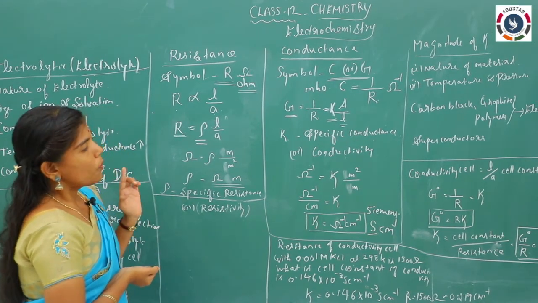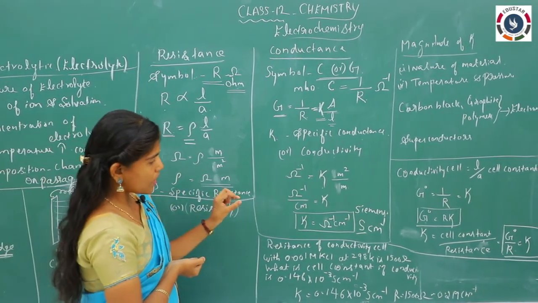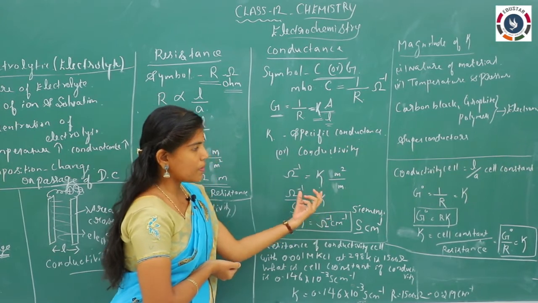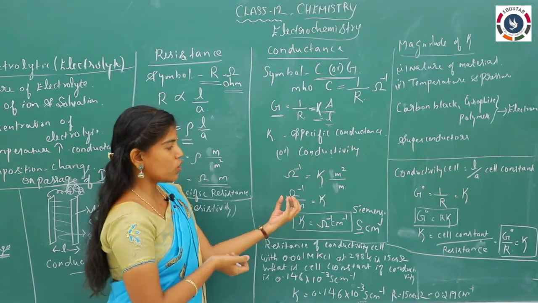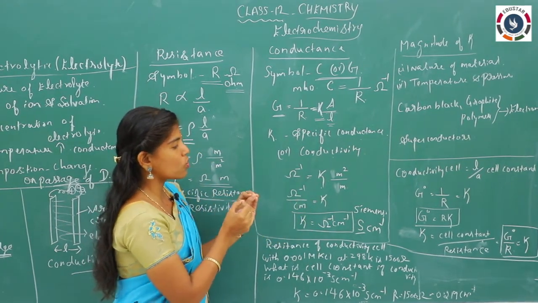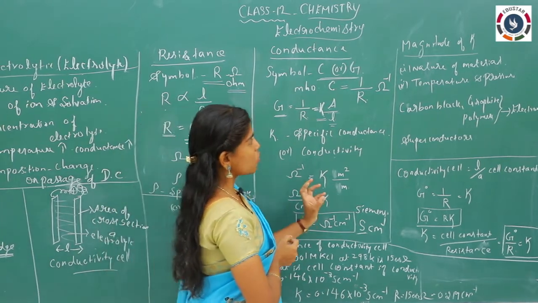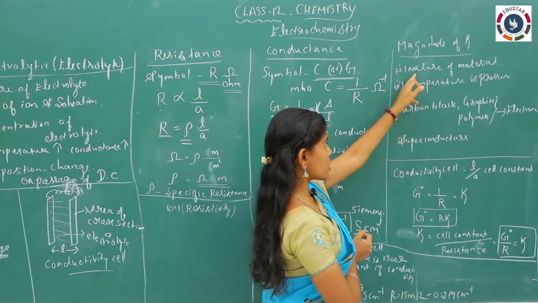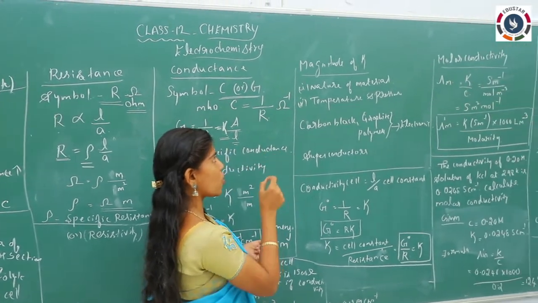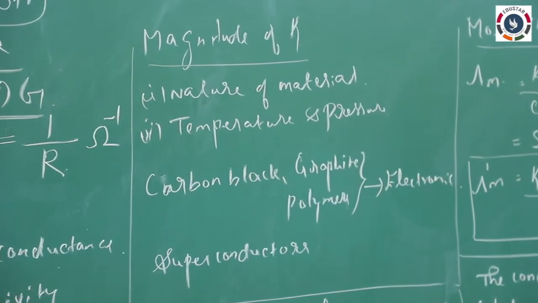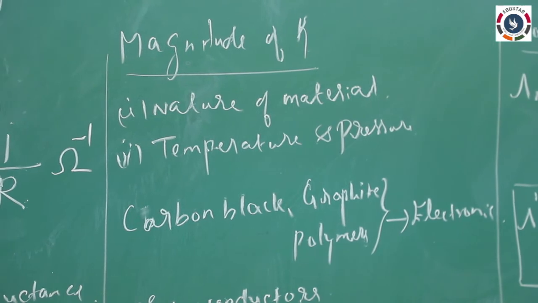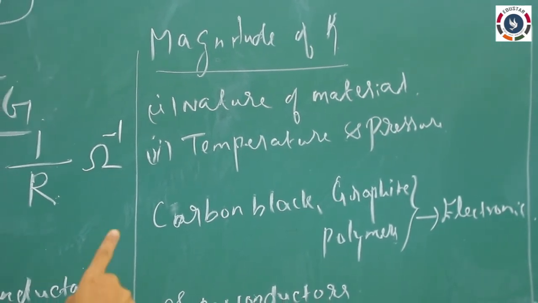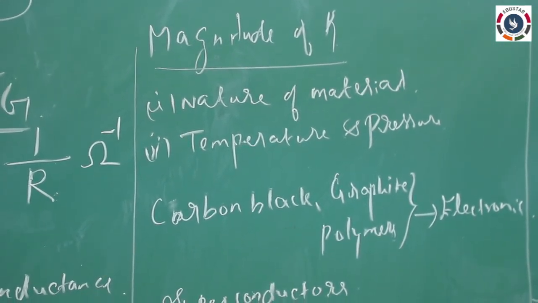Okay. Now I am going to say something about the magnitude of kappa. This magnitude of kappa is going to apply somewhere, so I am going to discuss that. What is the magnitude of kappa? It depends on just two factors. The one is the nature of material. Whatever the material, that is going to influence the kappa, and the next thing is the temperature and pressure.